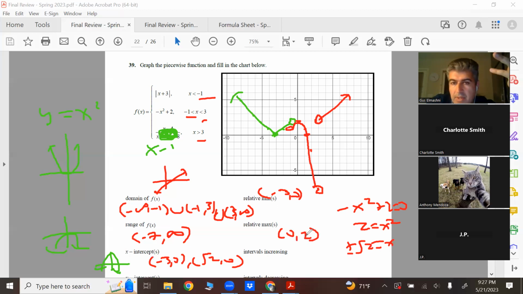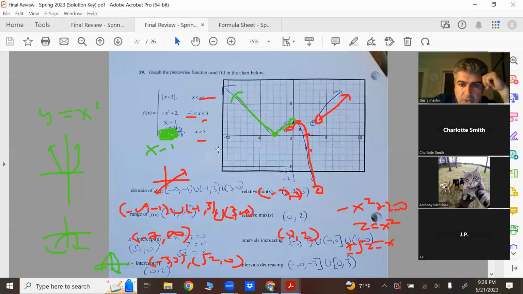We already talked about increasing and decreasing. We did that earlier. It's kind of like if you have a negative slope, it's decreasing. If you have a positive slope, it's increasing. So it's decreasing from -3 to -3 and from 0 to 3. And then it's increasing from -3 to -1, from -1 to 0, and of course from 3 to infinity. That's where it's increasing. And the solution key should show that right there.